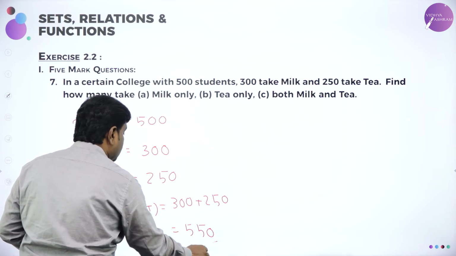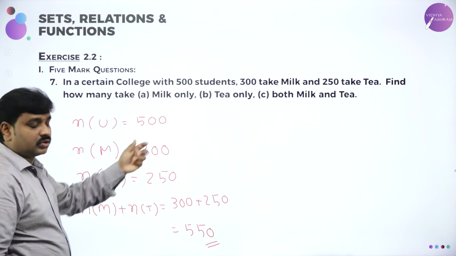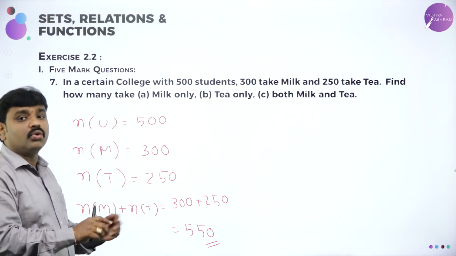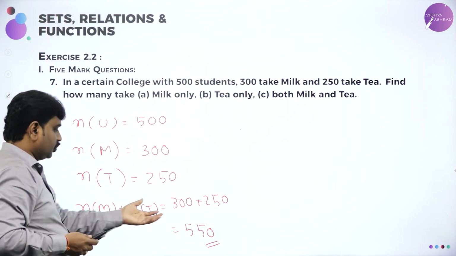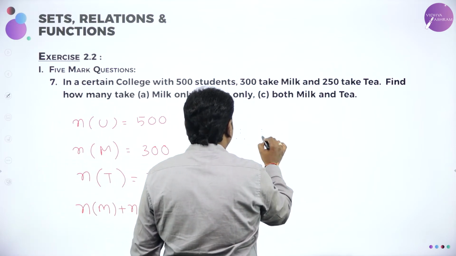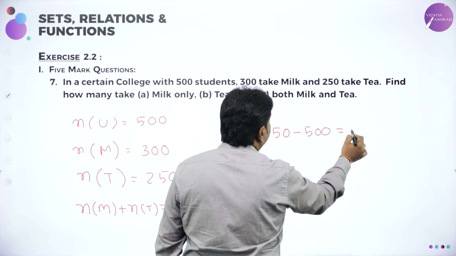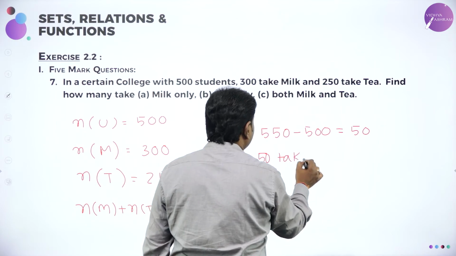Please understand, we don't have 550 children, we have only 500 students in the school. So I am getting 550, which means there are 50 students who take both. There are 50 students who take what? Both. So milk and tea put together is 550. So 550 minus 500 gives you what? 50. 50 take both. So now we will go to the Venn diagram.